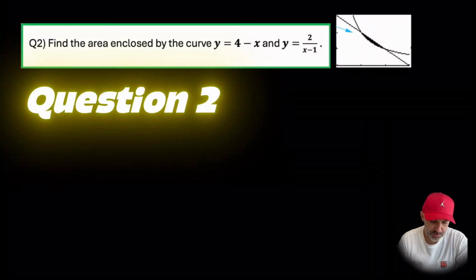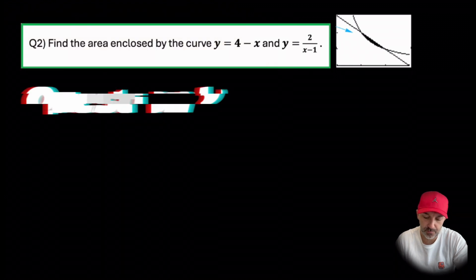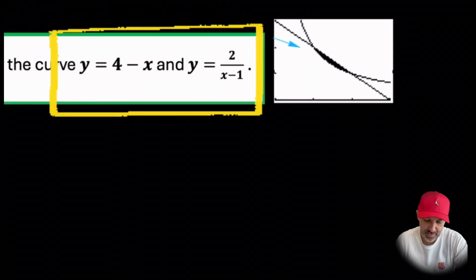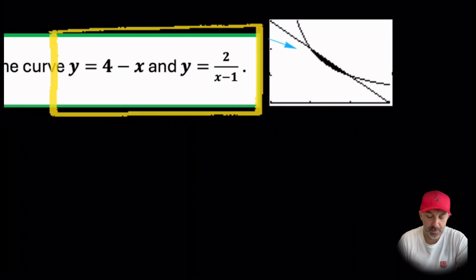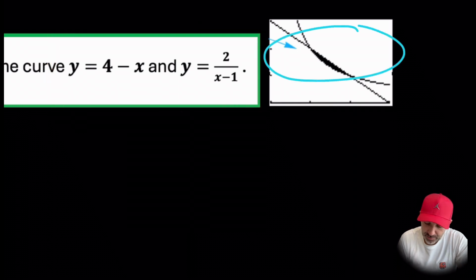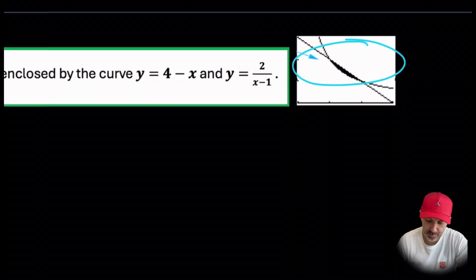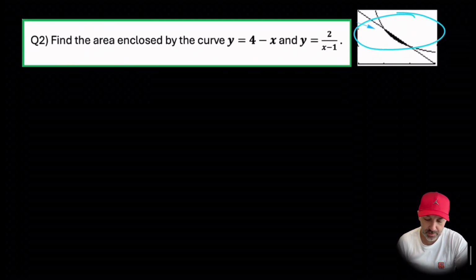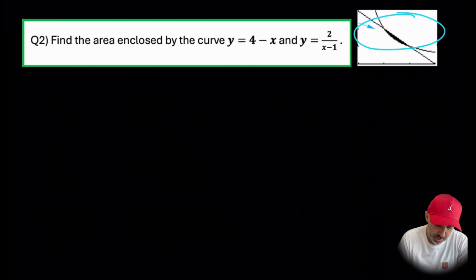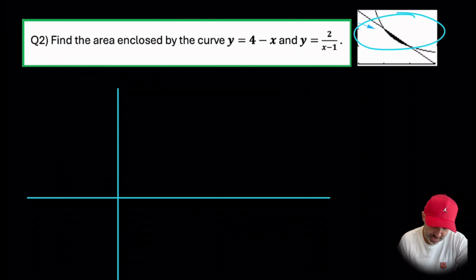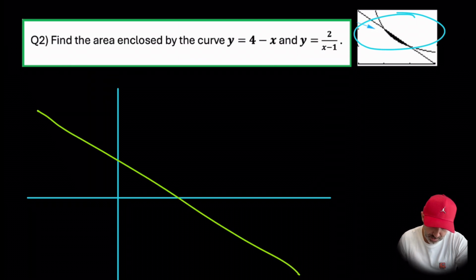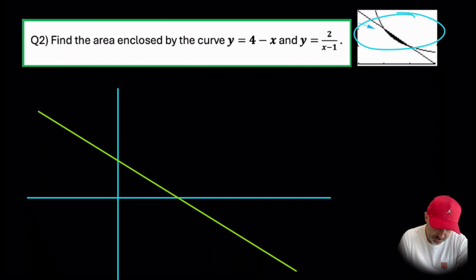Okay, question 2. Find the area enclosed by the curve y equals 4 minus x and 2 over x minus 1. If you did this on the calculator, this is what you're going to get. And like I said, a lot of calculators can just calculate the area, but often this comes up on a non-calculator paper. So let's draw the axes and 4 minus x. That is a straight line, right? So 4 minus x has a negative gradient of minus 1, and it passes through 4.